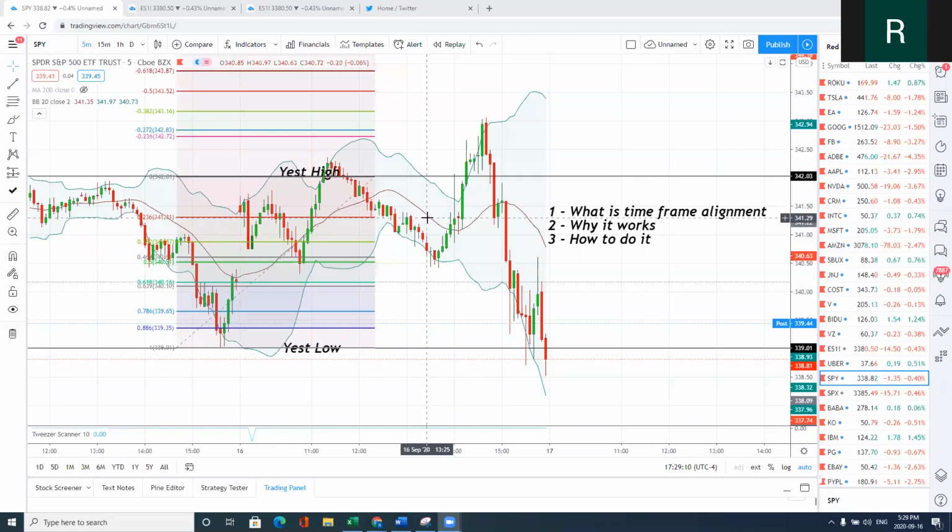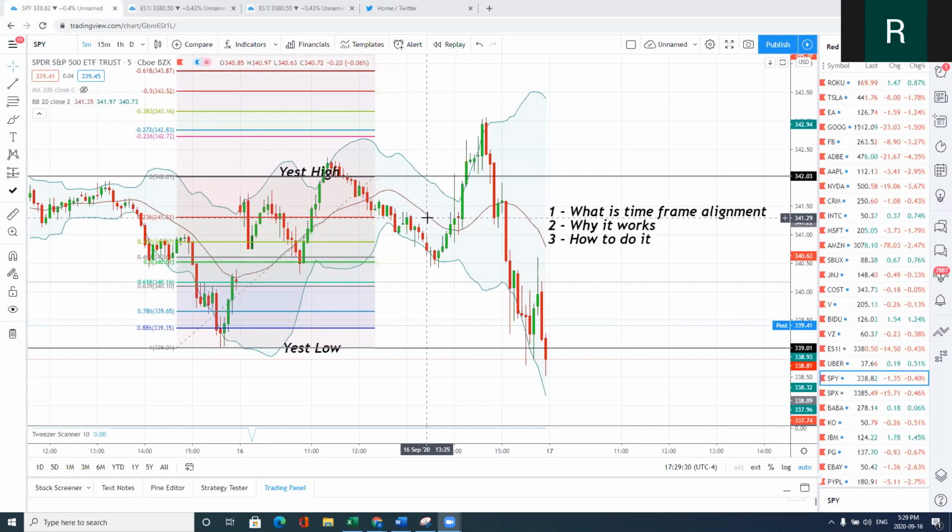Today I'm going to be talking about time frame alignment. It's a topic requested on Twitter, which is very powerful and definitely an effective trading strategy. It takes a little bit of time to get used to, but once you are able to read the price action and read the charts, it's quite simple. So if you're ready, let's step into the war zone.